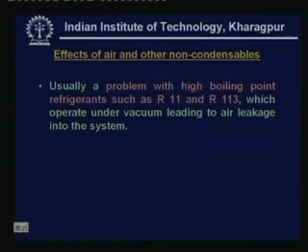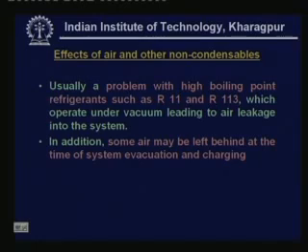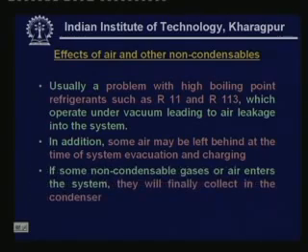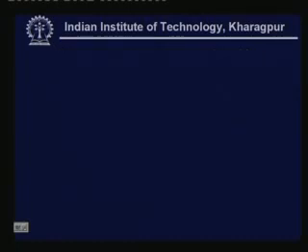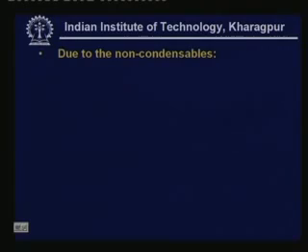Now let us look at the effects of air and other non-condensables. This is usually a problem with high boiling point refrigerants such as R11 and R113, which operate under vacuum, leading to air leakage into the system. In addition, some air may be left behind at the time of system evacuation and charging. So because of these two reasons, in addition to refrigerant, you will also find some air or other non-condensable gases inside the system. If some non-condensable gases or air enters the system, they will finally collect in the condenser. And what is the effect of these non-condensable gases which get collected in the condensers?